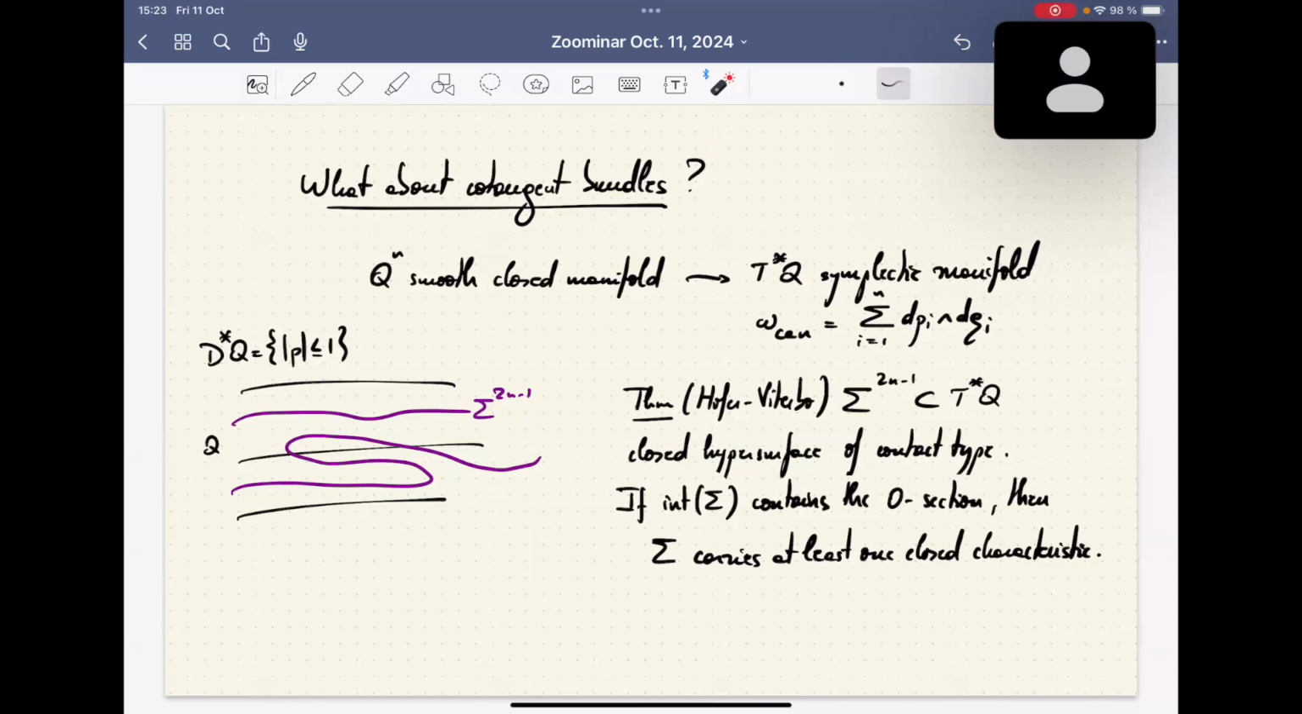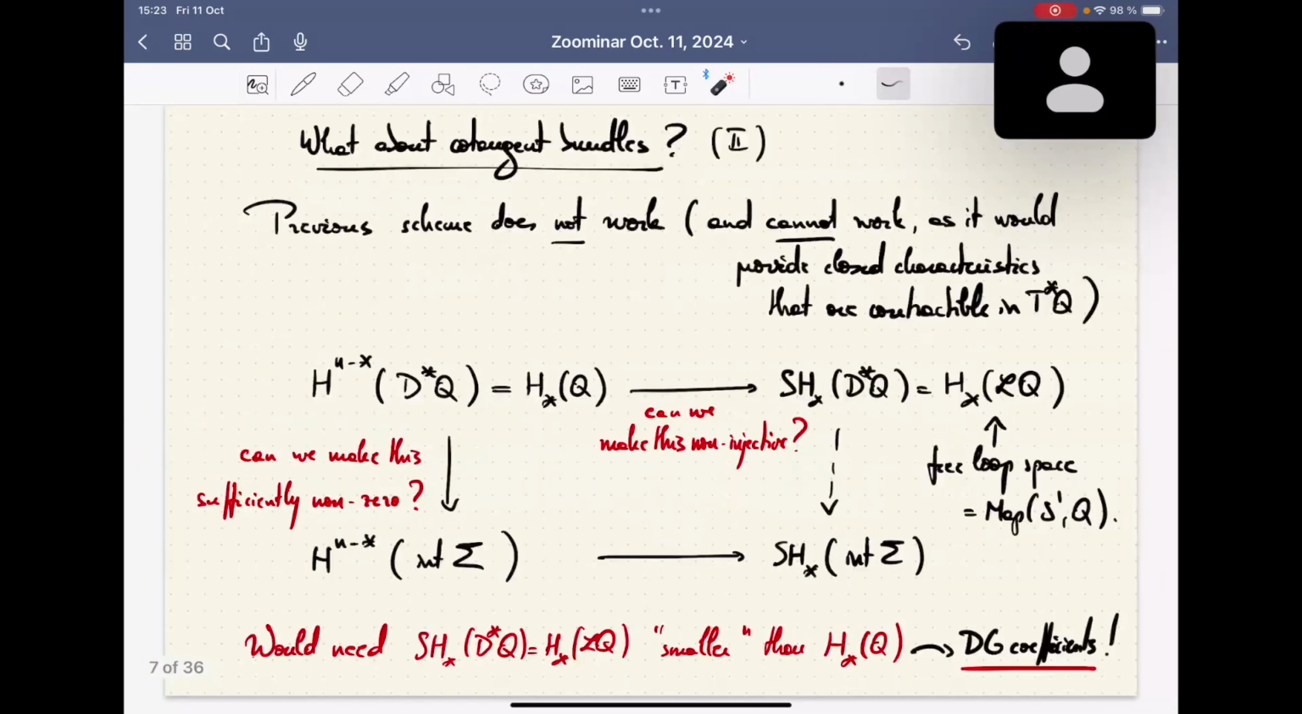So there's this assumption on enclosing the zero section. Not everybody, but still very good. So how would the previous scheme function? Well, it does not. And as a matter of fact, it cannot as such, because as I noticed earlier, it would produce contractible closed characteristics.